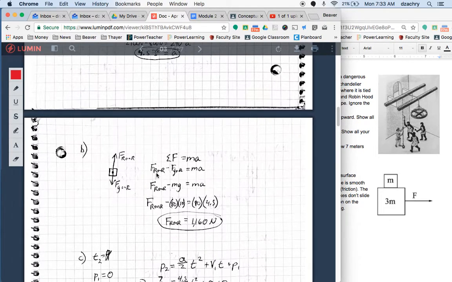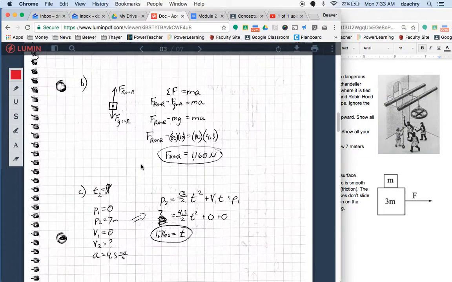We know that the force of the rope on Robin minus the force of gravity equals ma. We know that this is 800. We know that the acceleration of Robin is 4.5. And so the force of the rope on Robin has to be 1,160 newtons. It makes sense that it would be more than his weight because he is accelerating up as the chandelier falls.